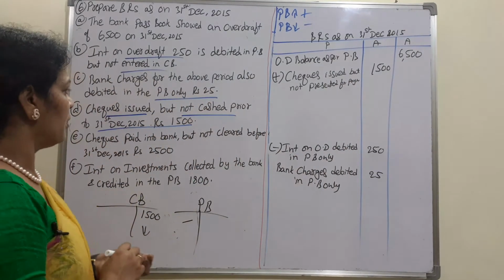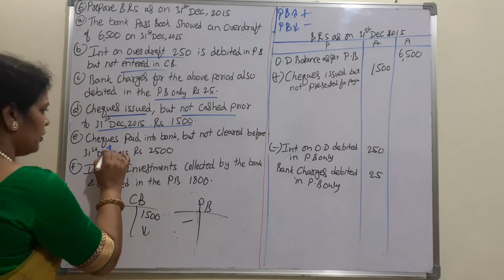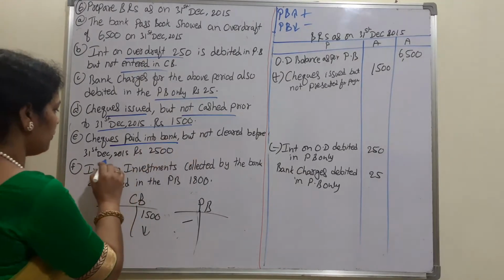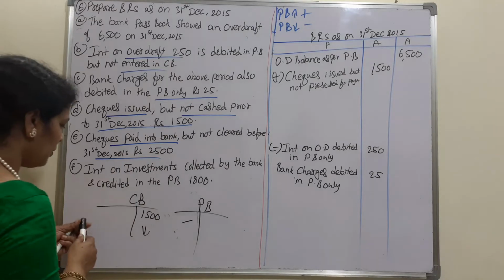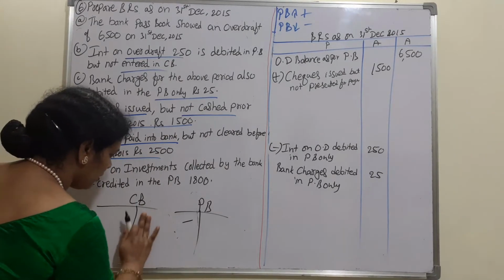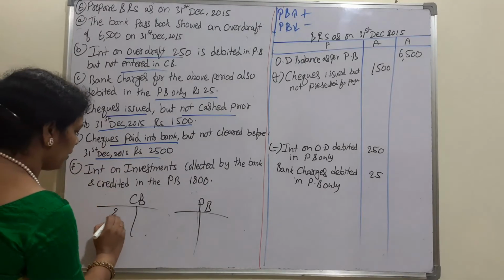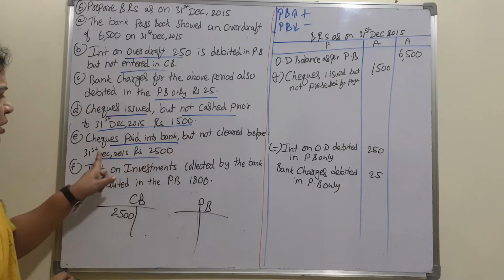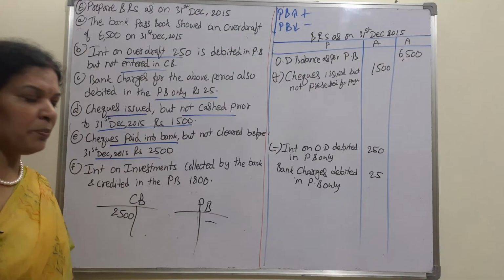1500 over. Next, checks paid into bank. Checks paid means deposited into the bank but not cleared before 31st December. When we are depositing checks, where do we write in the cash book? Depositing means debit side. It is 2500. Checks paid into bank but not cleared before 31st December. Not cleared means there is no entry in the passbook.